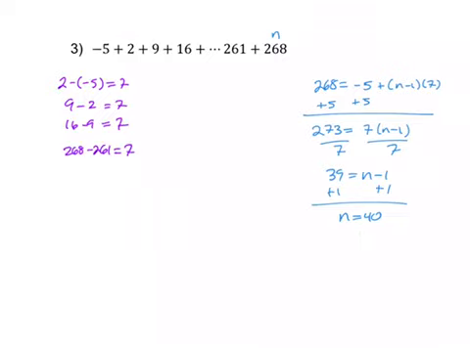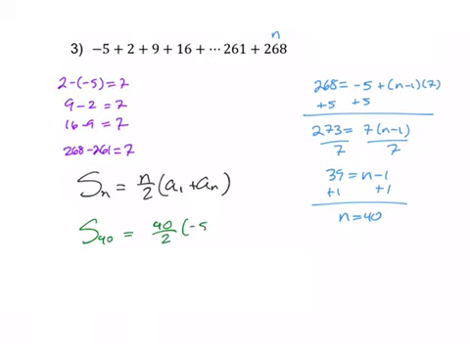Again, my formula for the arithmetic sum: s sub n equals n divided by 2 times the first term plus the last term. So this is s sub 40 equals 40 divided by 2 times -5 plus 268. So 20 times 263, that is 5,260.